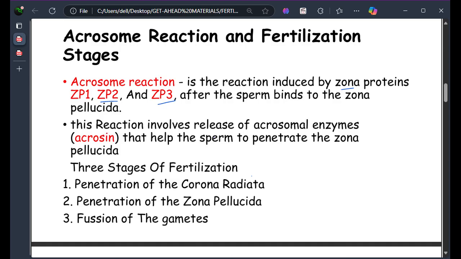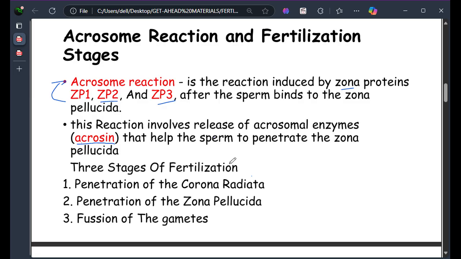Once the sperm meets the egg and binds to the zona pellucida, there are zona proteins, known as ZP1, ZP2, and ZP3, that induce this acrosome reaction. So what is this acrosome reaction that we are talking about? It is simply the release of the acrosomal enzymes. Those enzymes in the acrosome, where we have removed the glycoprotein coat, will now be released. The major enzyme there is known as acrosin.